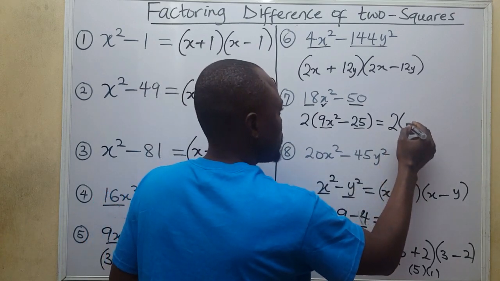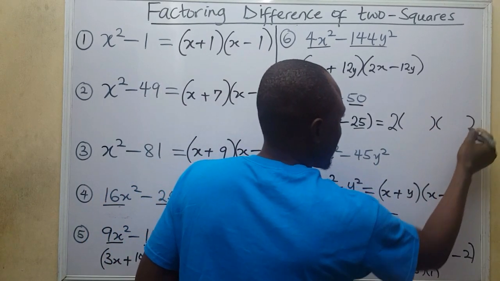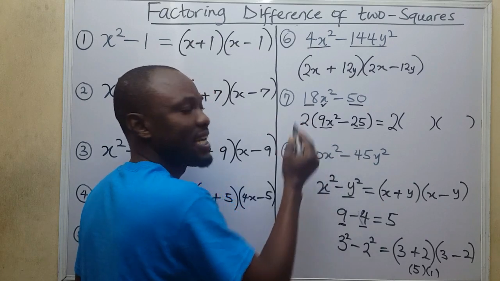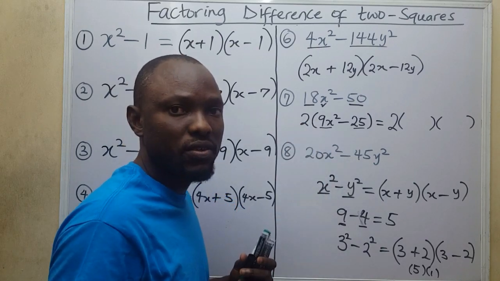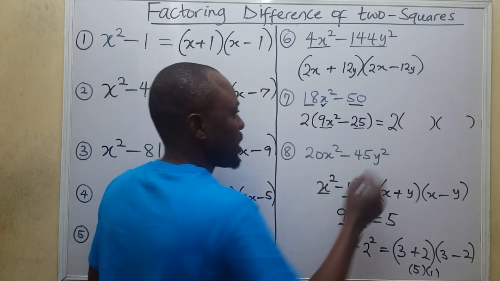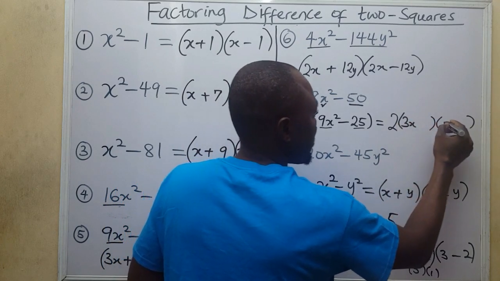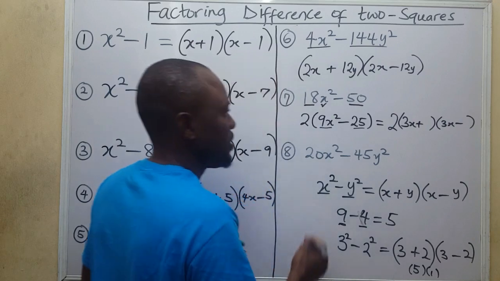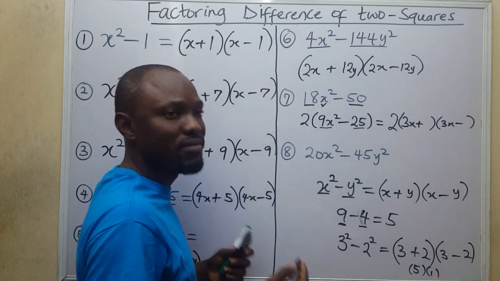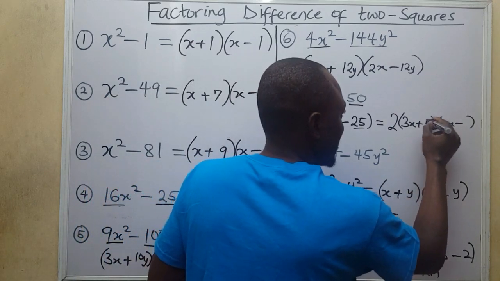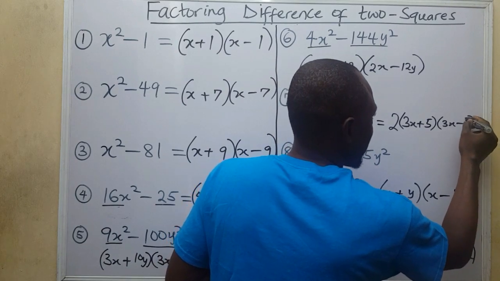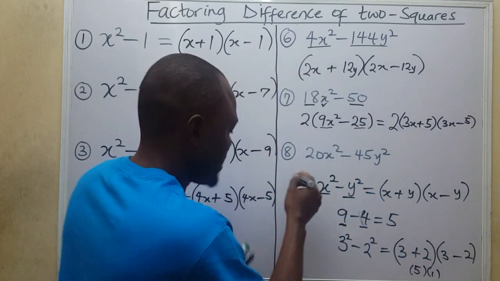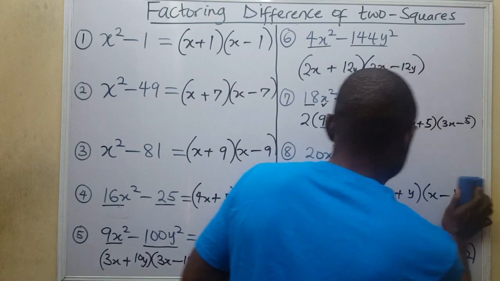So I'm going to open two brackets. For this, 9x squared simply means 3x times 3x. So I have 3x here, 3x in the other bracket, plus here, minus there. 25 simply means 5 times 5. So I have 5 here, 5 on the other bracket. So that is my answer. Now let's solve the last problem.